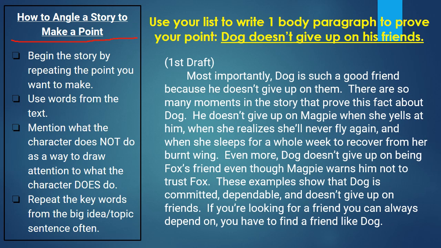Most importantly, dog is such a good friend because he doesn't give up on them. There are so many moments in the story that prove this fact about dog. He doesn't give up on Magpie when she yells at him, when she realizes she'll never fly again, and when she sleeps for a whole week to recover from her burnt wing. Even more, dog doesn't give up on being Fox's friend, even though Magpie warns him not to trust Fox. These examples show that dog is committed, dependable, and doesn't give up on friends. If you're looking for a friend you can always depend on, you have to find a friend like dog.